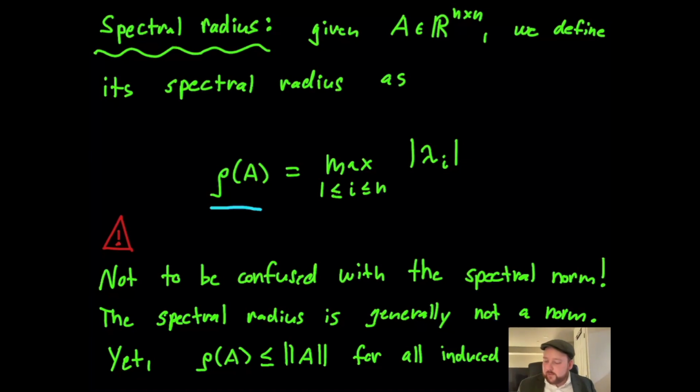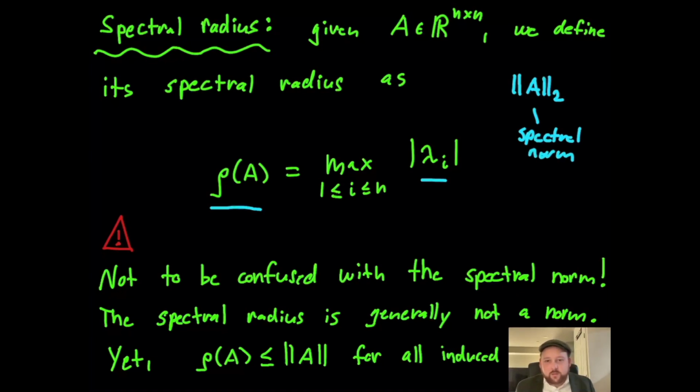So I look at all the eigenvalues, take their absolute value, and ask what's the largest one, or the magnitude if you have complex eigenvalues. I put this warning symbol to tell you that you should not confuse this with the spectral norm. I told you that the spectral norm was equal to the 2 norm of A, but this is different from the spectral radius. It's not the same thing.